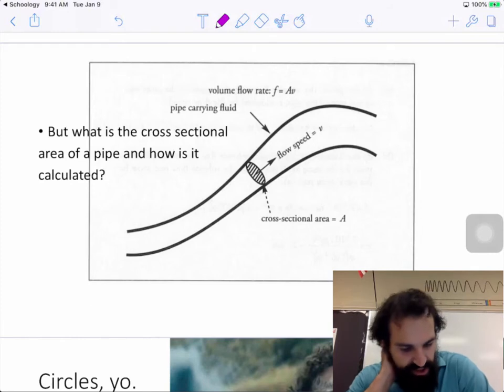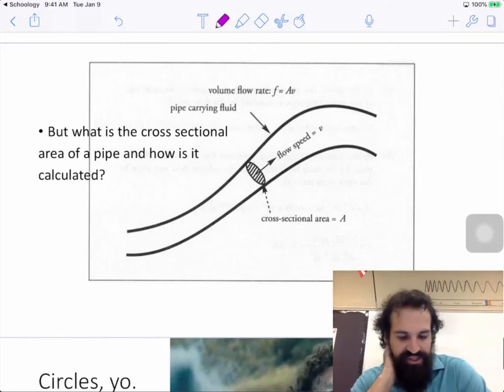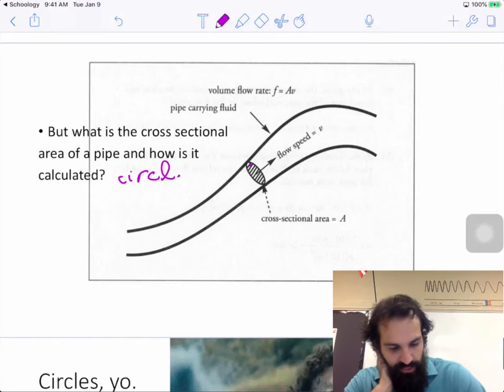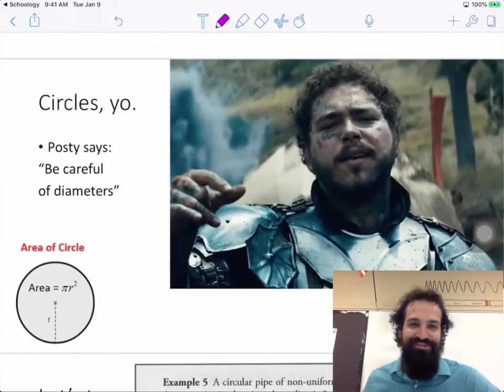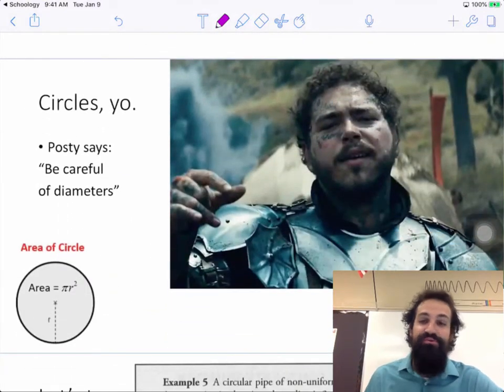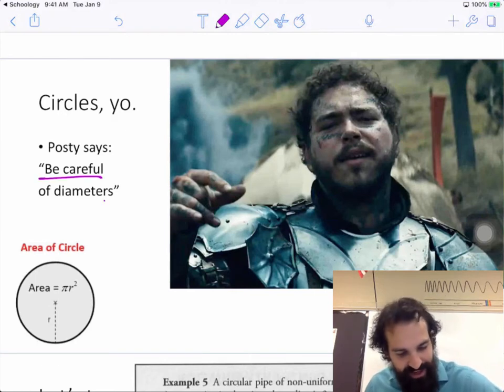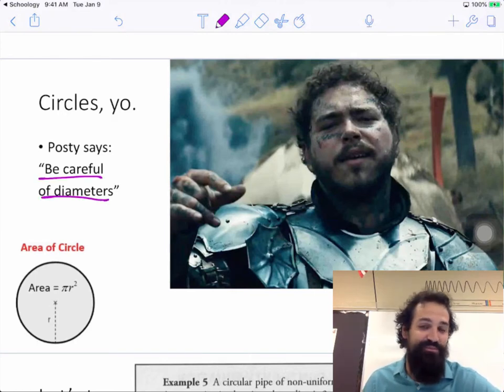But what is the cross-sectional area of a pipe and how is it calculated? I kind of got ahead of myself. The cross-sectional area of a pipe is a circle, and the way we calculate it is pi r squared. Circles, yo. So Posty gives you a very important thing: be careful of diameters. I'm pretty sure he said that at some point somewhere.